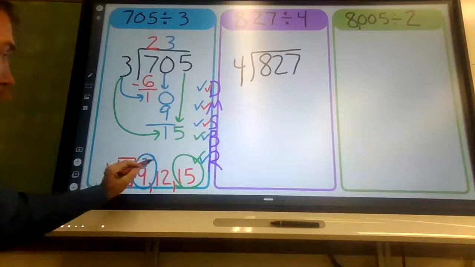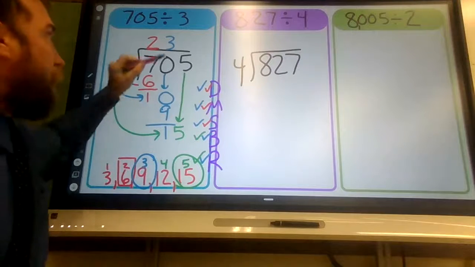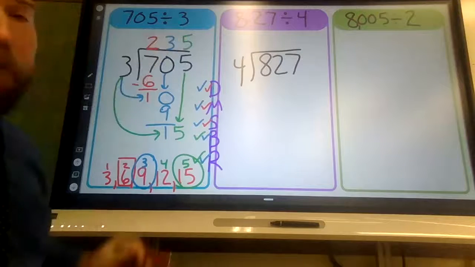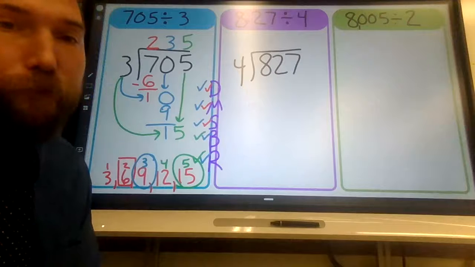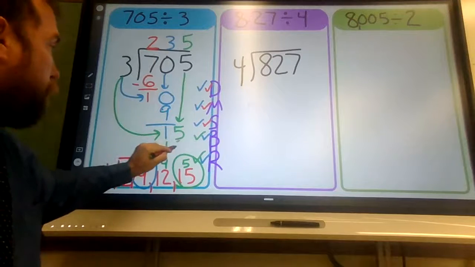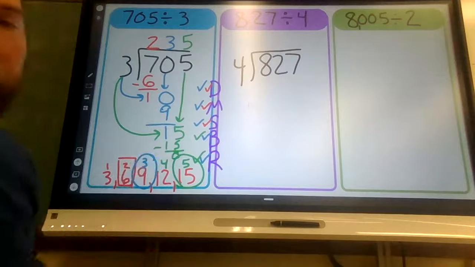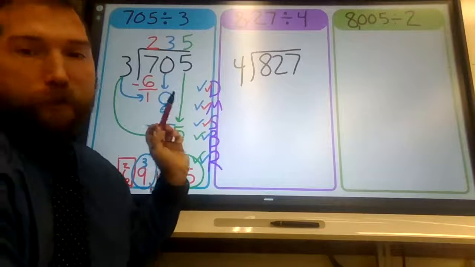Top was 1, 2, 3. This would have been 4, and then 5. It went exactly into it. And meaning 15 is a multiple of 3, or 3 is a factor of 15. So 5 went up top, 15 here. That means there's no remainder, 0 left over. Right? Now I'm going to move on to the next one.